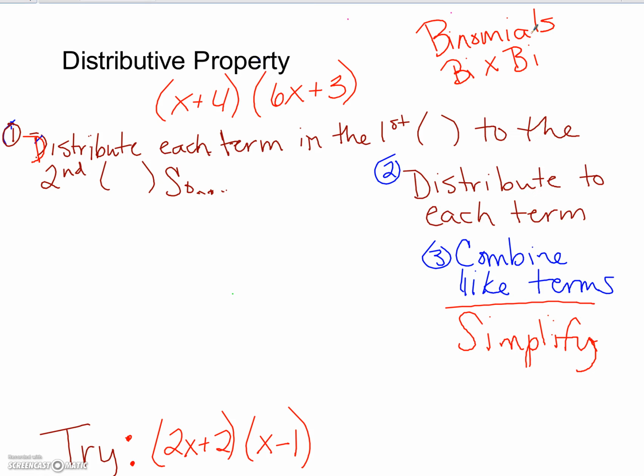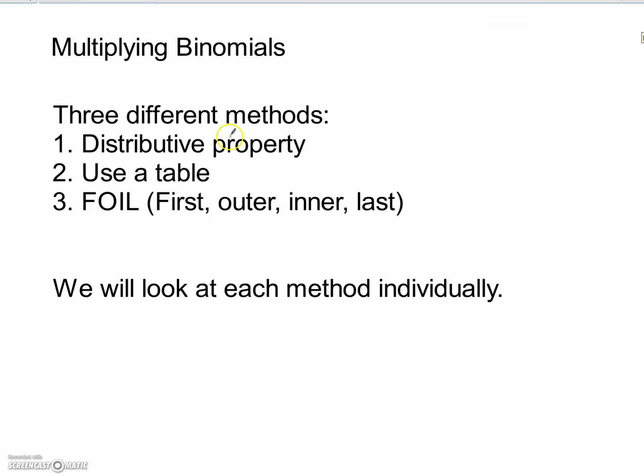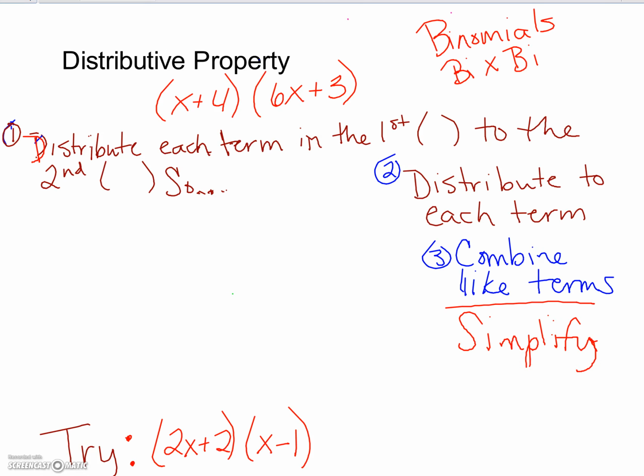So we're going to go through three different methods. The three different methods we're going to be doing are the distributive property, using a table, and the FOIL method. We're going to look at each of these individually. So in your notes, I should see a heading for one, then your notes, a heading for the next one, then your notes, and a heading for the third one, then your notes. We are going to be doing the distributive property first.